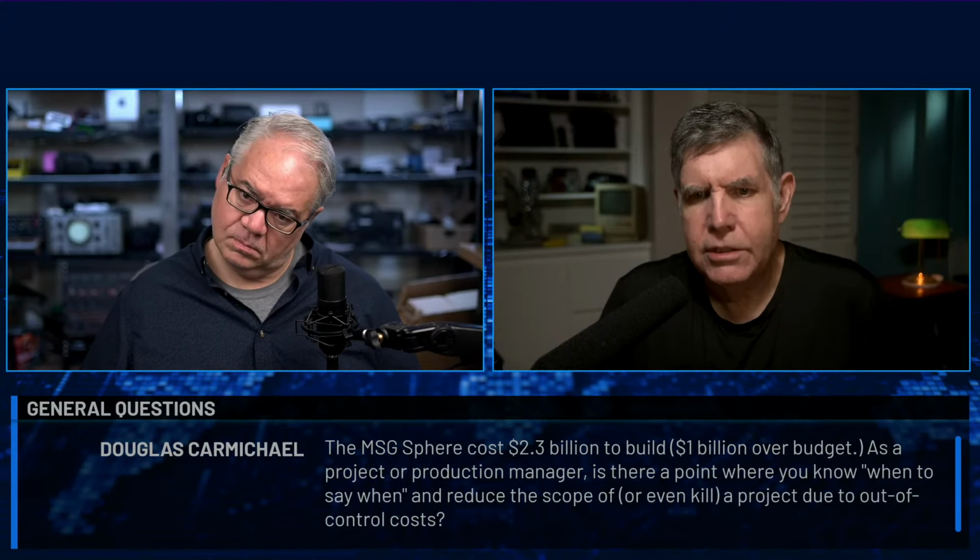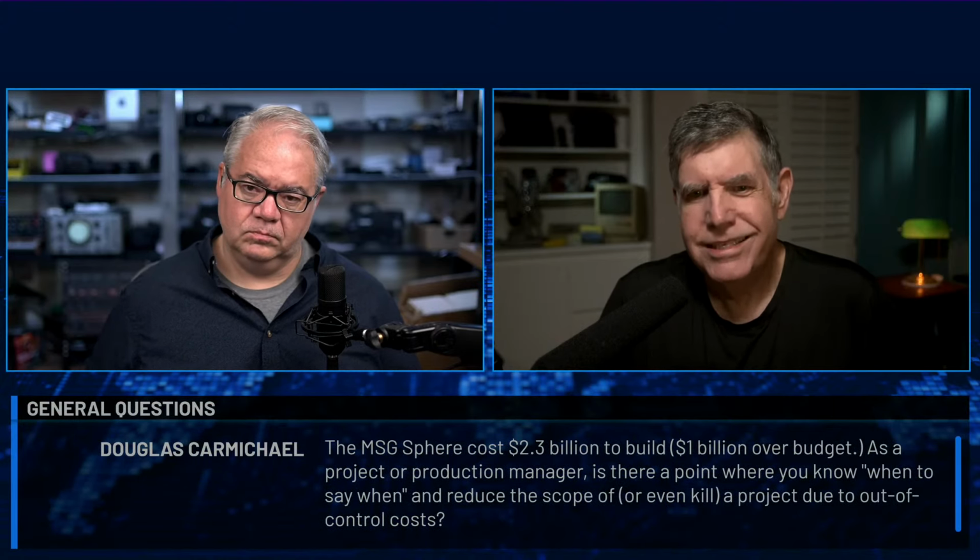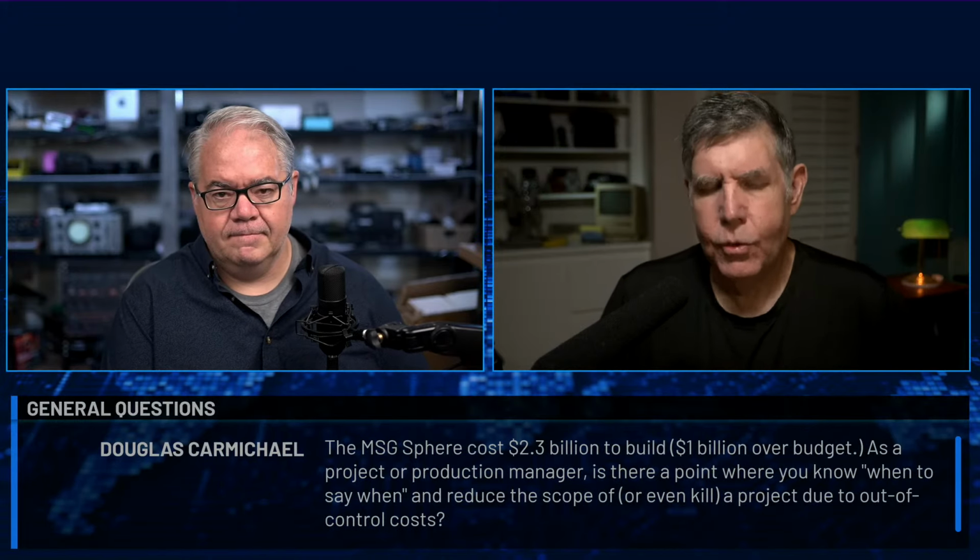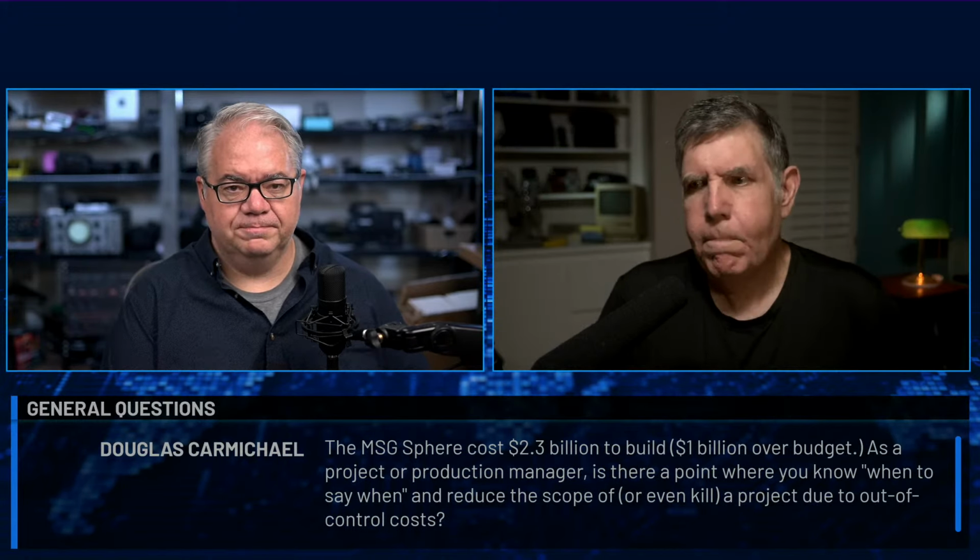Douglas Carmichael's up next, and the question is, the MSG Sphere costs $2.3 billion to build, $1 billion over budget. As a project or production manager, is there a point where you know when to say when to reduce the scope or even kill a project due to out-of-control costs? Bill? I think that's a very complex question, and here's why.